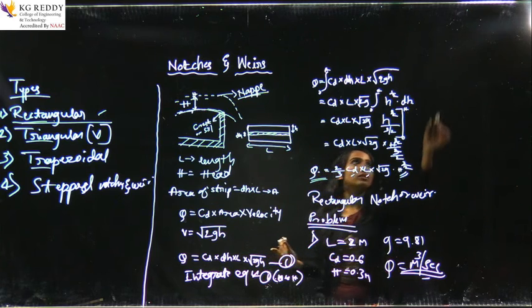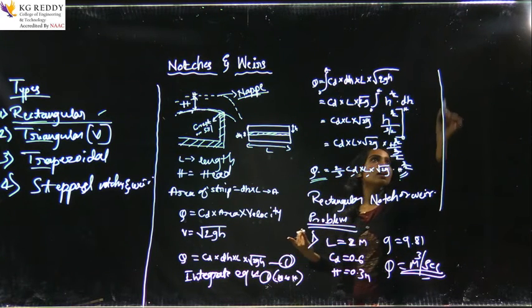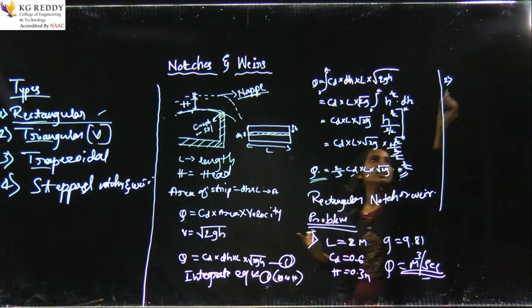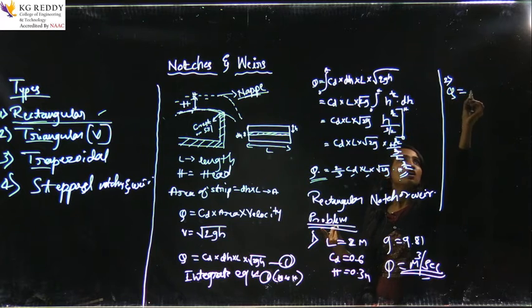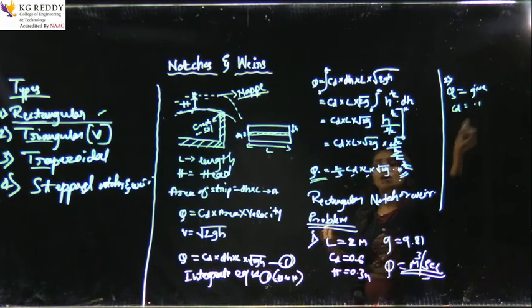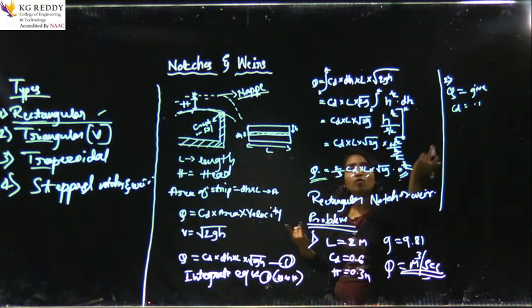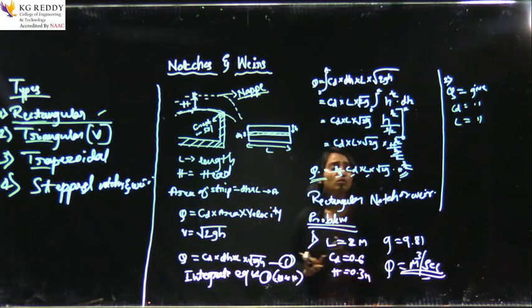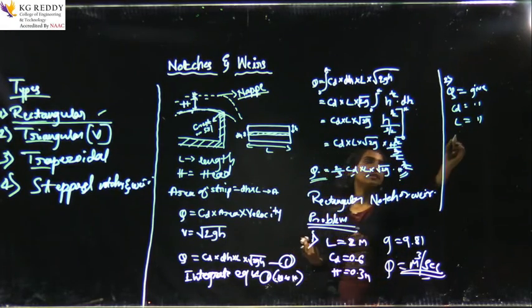One more type of how they can give the problem: the discharge they will give, and CD also, and G you will always be knowing, and the length they will give. And what do you have to find here? Head.